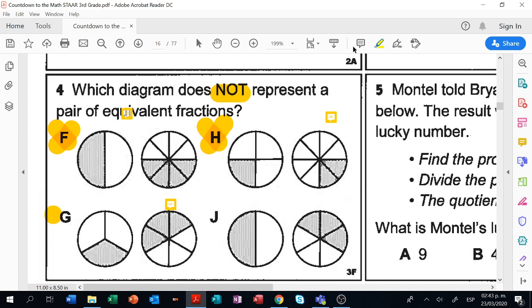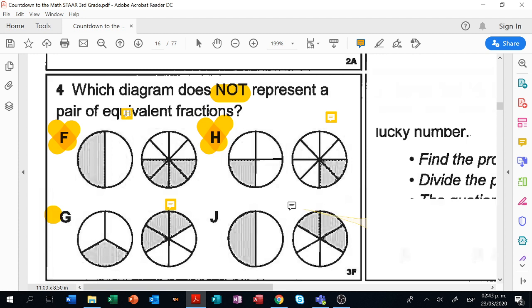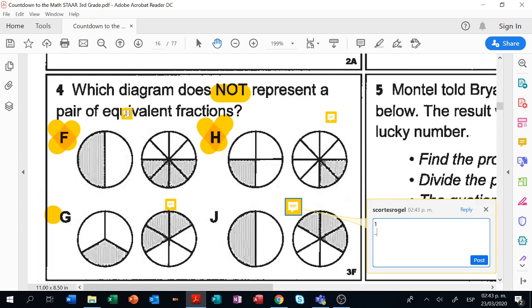And let's finish this exercise with letter J. 1 out of 2. It means 1/2 is shaded. And 3 out of how many? 3 out of 6. That's correct. Butterfly method. What is 1 times 6? 1 times 6 is 6. And 2 times 3, what is that? 6. So they are equal, equivalent. Let me cross it out.